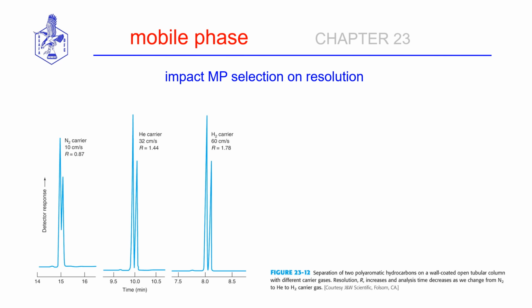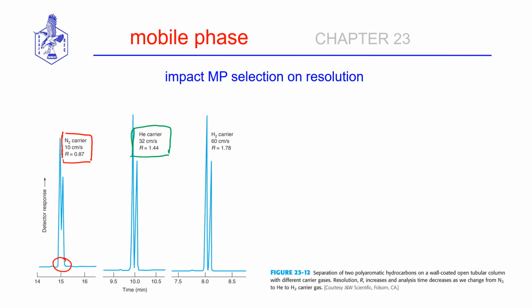All things being held constant, we're looking at the separation first, using nitrogen as our carrier gas at a flow rate of 10 centimeters per second. Okay, we are not getting baseline resolution, and our resolution is 0.87 for these two components. If we had elected to use helium at a faster flow rate, 32 centimeters per second, we are very close to resolution, 1.44 as opposed to 1.50, so close to a clean separation.